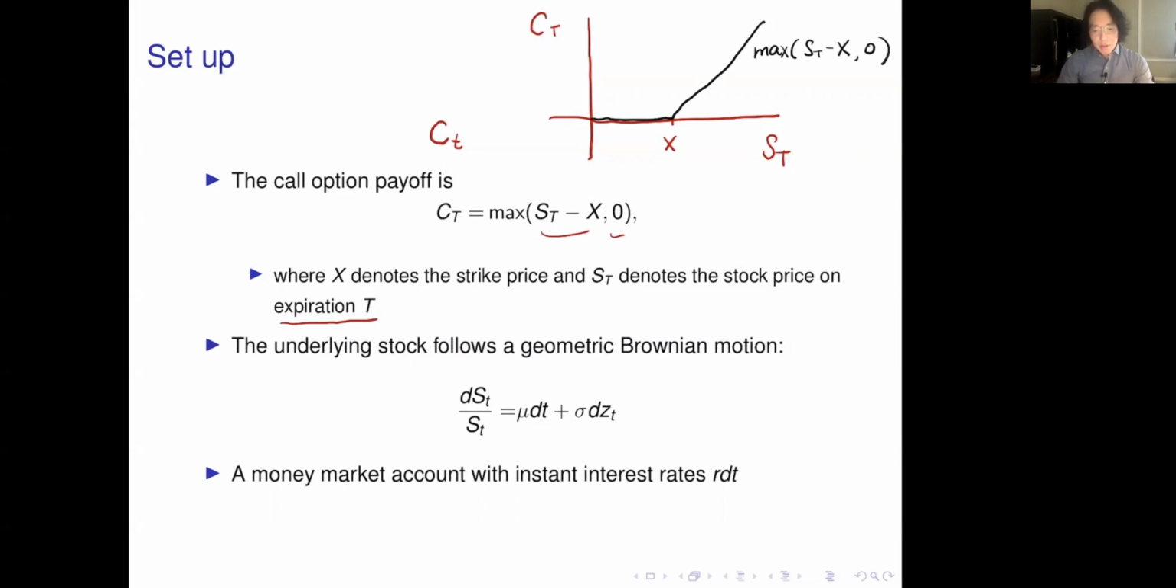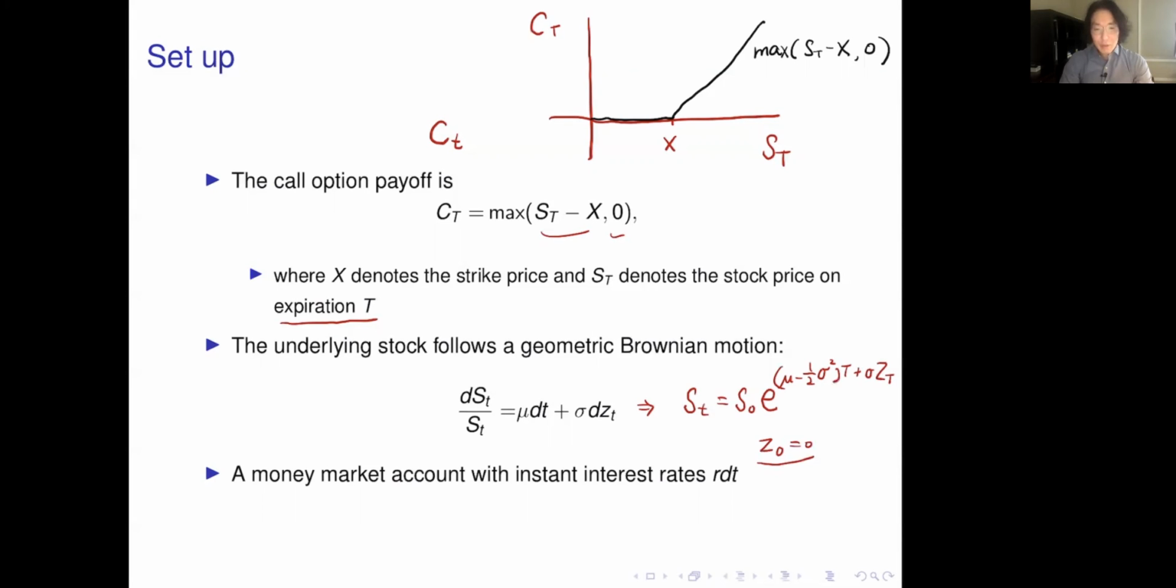Now we will assume that the underlying stock follows the geometric Brownian motion. In other words, as we have seen before, the stock price at time t is simply the stock price at time 0 times e to the mu. And we assume that the Brownian motion starts from 0. Okay, so that is our assumption.